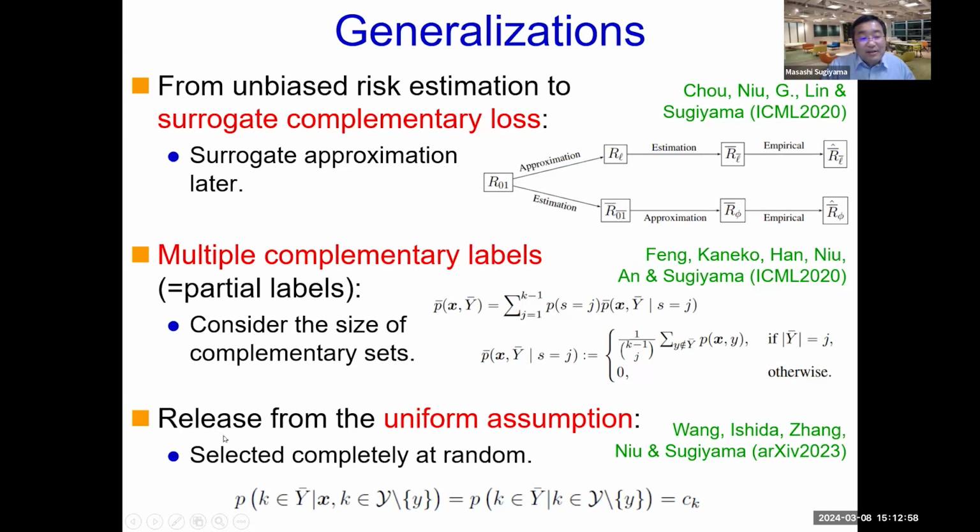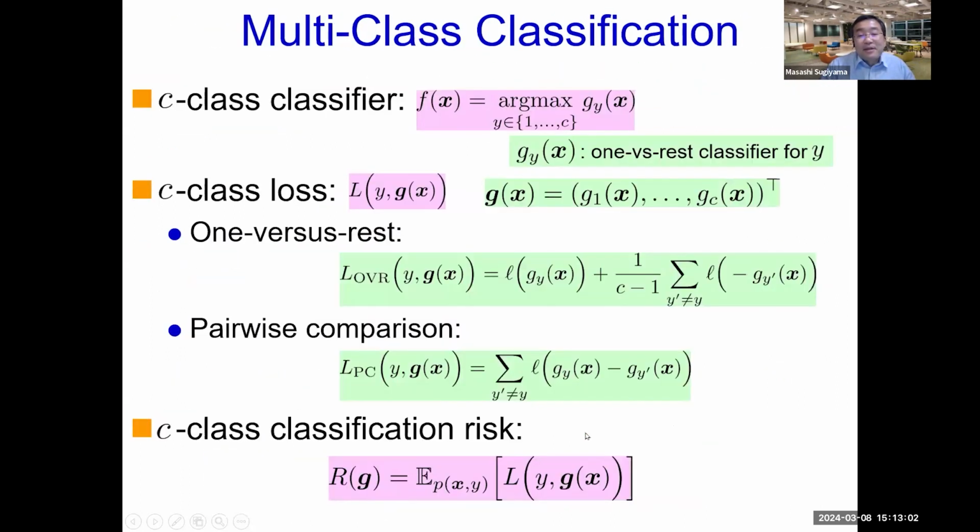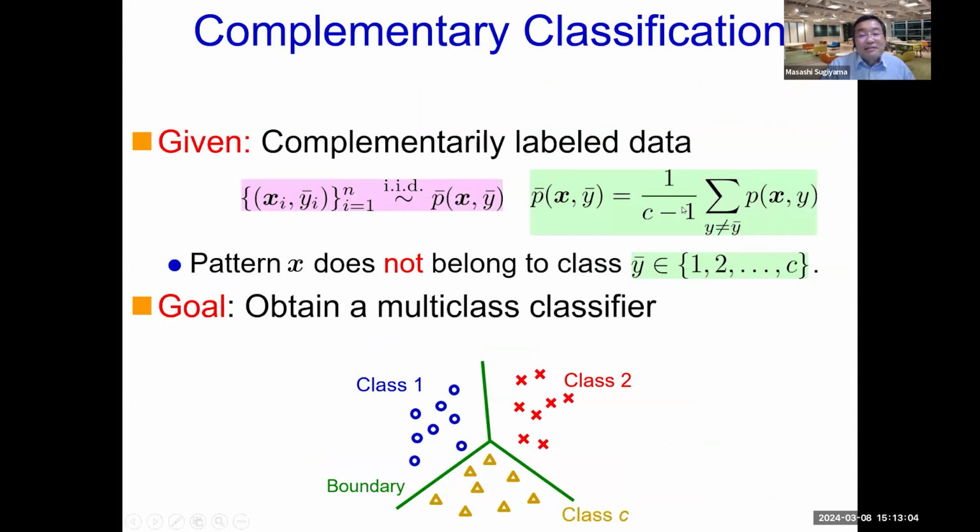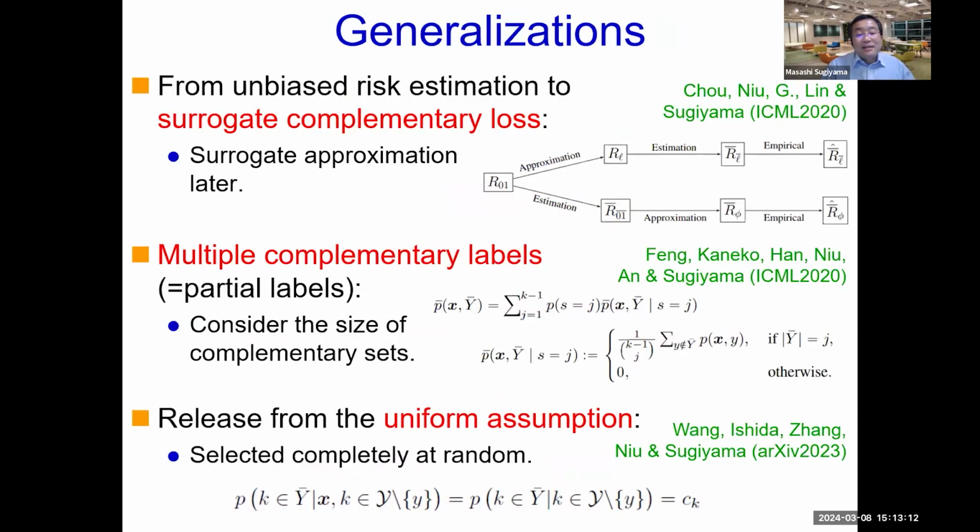Then finally, release from the uniform assumption. In the original paper, the label generation was considered in this uniform way. But this could be a very strong assumption. There is actually another extension that can consider a non-uniform distribution. But then the so-called label transition matrix has to be known or has to be estimated. And this is again another big problem.